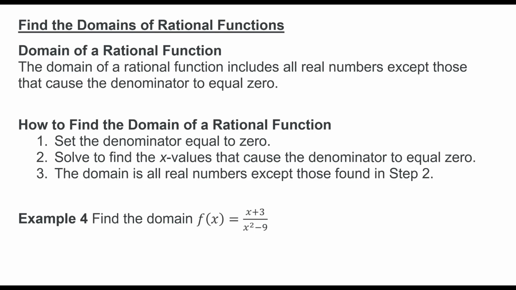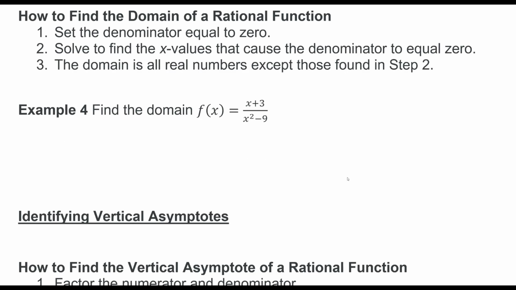So you set the denominator equal to 0 and solve to find the x values that cause the denominator to equal 0. The domain is all real numbers except those found in step 2. So for this example, we take the x squared minus 9 and set it equal to 0. There are a couple ways to do it. You could factor it. You could just say x squared equals 9, and then take the square root of x squared and plus or minus the square root of 9, because we're solving an equation. x equals plus or minus 3.